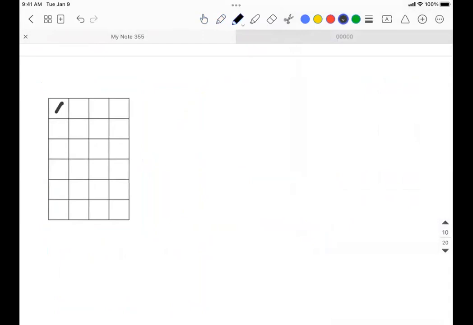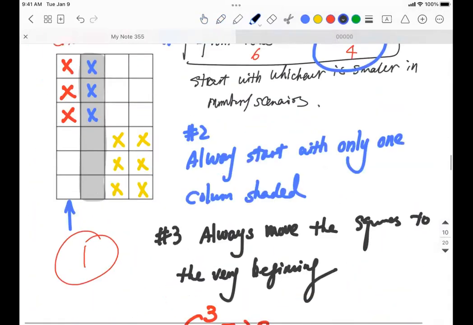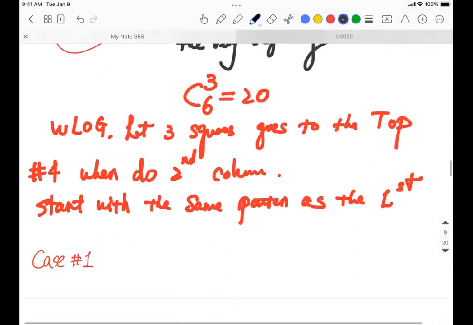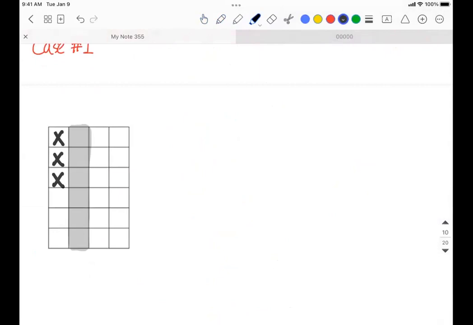Okay, my first column is always like this, right? Now let's focus on the second column. In my first case, case number 1, my second column is exactly the same as my first column. Well, my second case is that my second column is not always the same as the first column. It means the second column will have two squares superpositioning with the first column, while the other square is not superpositioning.